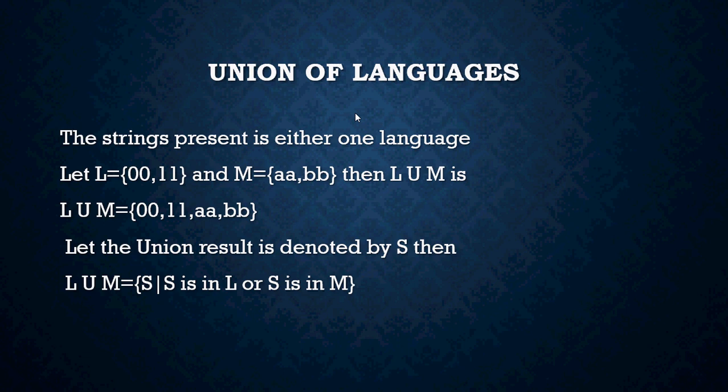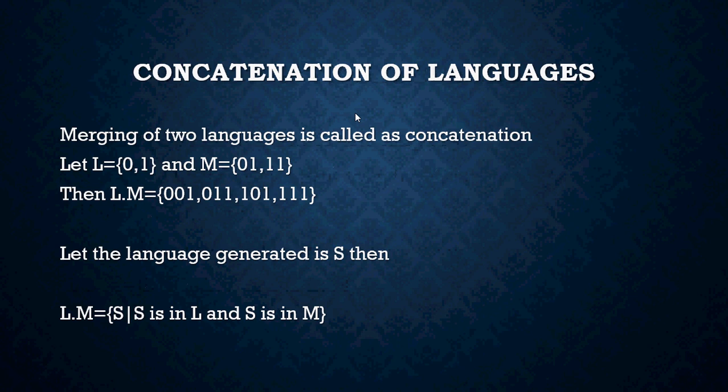Now, we go for the concatenation. Merging of two languages is called concatenation. So let us assume that L is equal to 0, 1 and M is equal to 0, 1, 1, 1. Now when we merge it together just like cross multiplication, when 0 is merged with the rest of the parts of M, you will get 0 0 1 and 0 1 1 1, 0 1 and 1 1 1. Let the language generated be S, then S can be mathematically defined as S is present in L as well as in M. So this is how you can get a concatenation symbol.